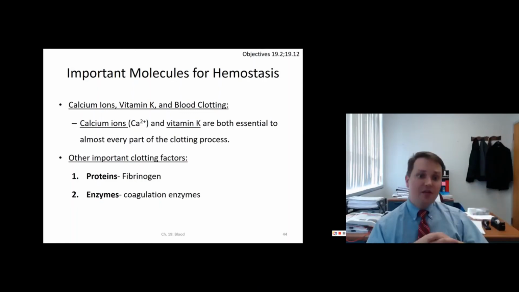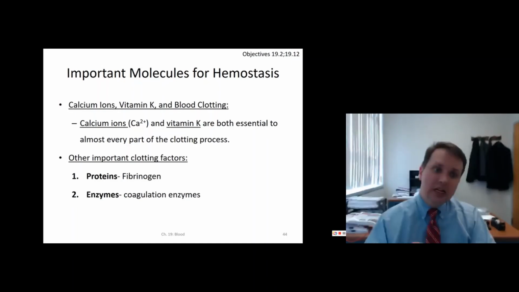The other things needed are proteins called fibrinogen, and all the enzymes that are coagulating enzymes. You know, the factor 1, 2, 3, 4, 5, 6, 7, 8, 9, for example, factor X. All those clotting factors, factor 13, all those, right? So those enzymes, coagulating enzymes. Okay, so what is the vascular phase?